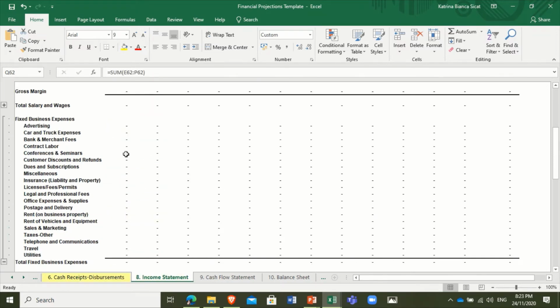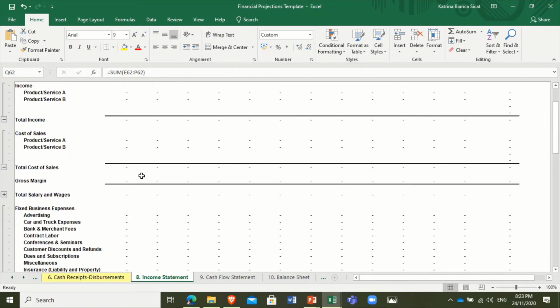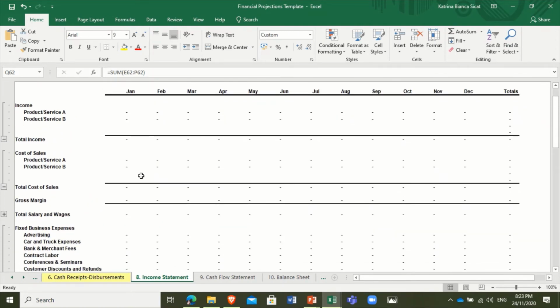And for the income statement, okay, what's most important here is that once you've computed your sales projection, you automatically have your income. And then, this one is the cost of sales. Cost of sales, as defined, is the cost that the firm incurs to be able to produce the product. Okay? So this is where your raw materials come in.